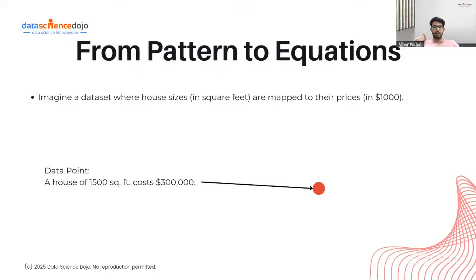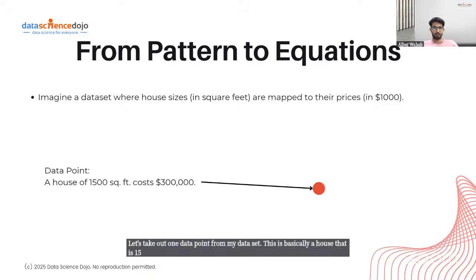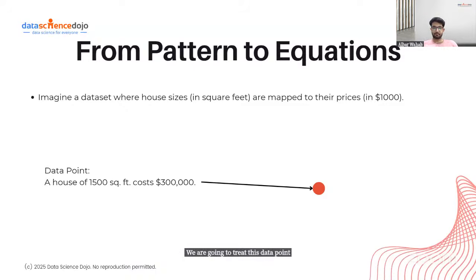Let's take out one data point from our data set. This is basically a house that is 1,500 square feet and it has a cost of $300,000. We are going to treat this data point as a dot and we're going to try to plot it on a graph.